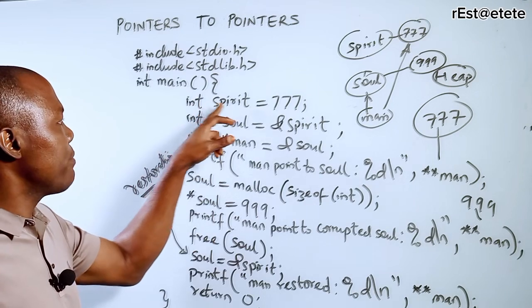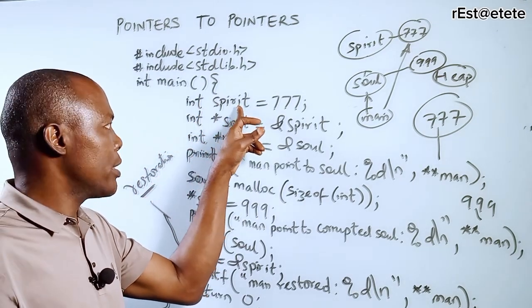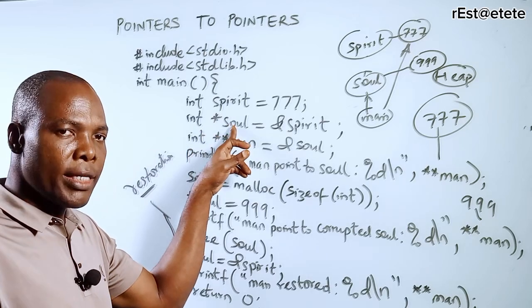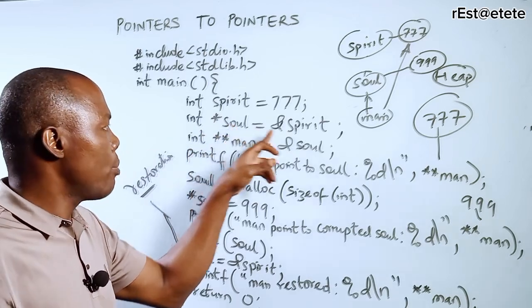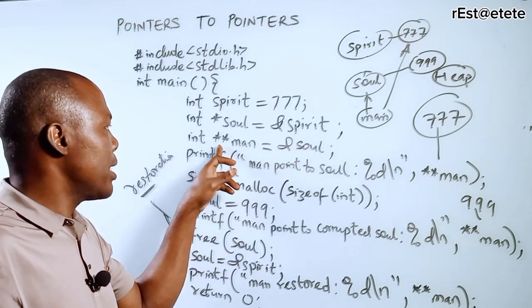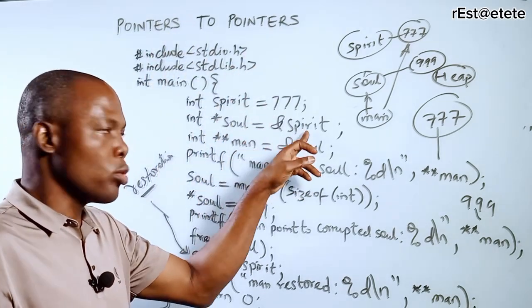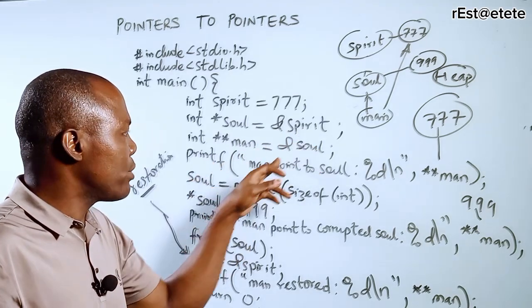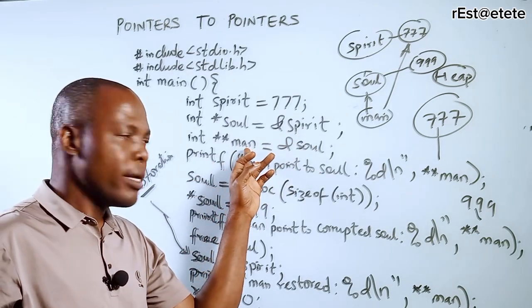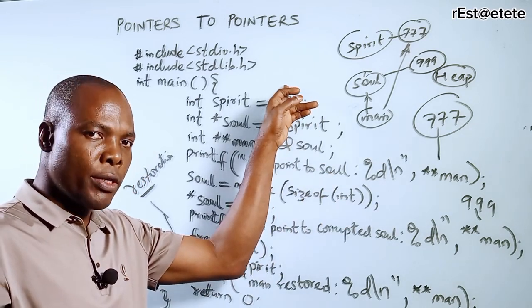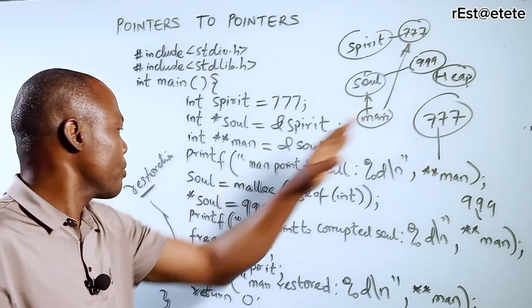So at this point, I have declared a variable, spirit, and I assigned 777 to it. Then I declared a pointer, soul, pointing to the address of spirit. Then I declare another pointer, a pointer to pointer, pointing to the address of soul. Now, at this point, I'm trying to access the value of man. The value of man is going to access what is in this spirit. That's what it's going to print out on the screen.